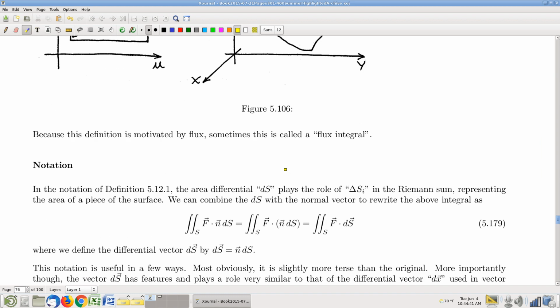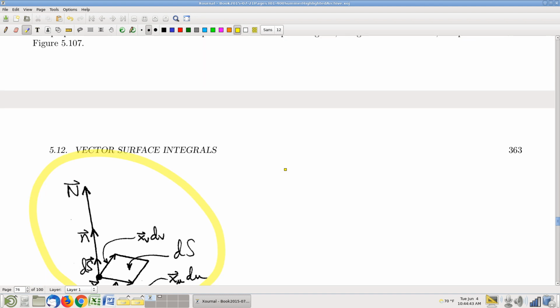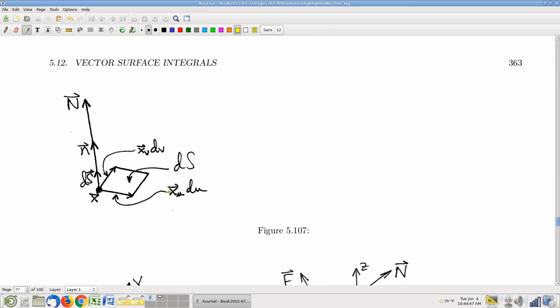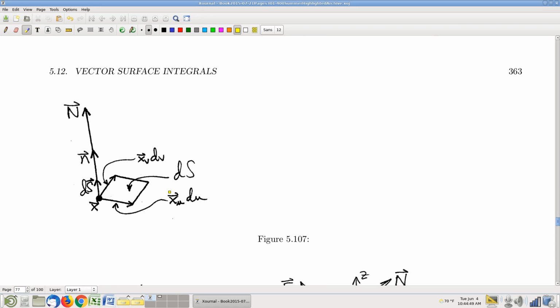Okay. All right. So what are we computing here? By the way, here's another picture of our accumulated objects of interest. Here's that XU du, the XV dv. Here's the area, ds.